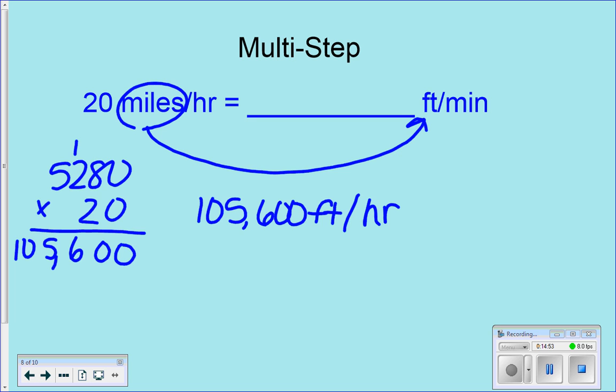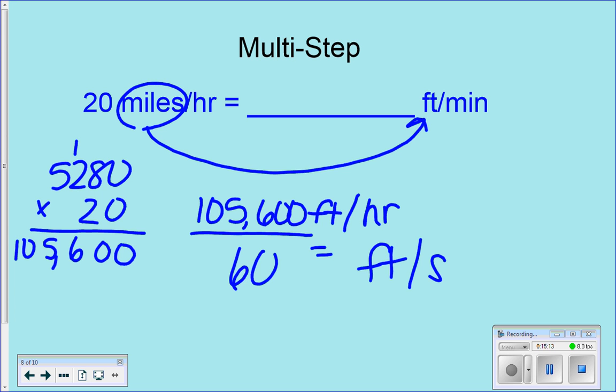But if I want to break it down to a minute, how many minutes are in an hour? So I want to figure out how far I can go in one of those minutes. So instead of multiplying by 60, what do I have to do? I have to divide by 60 to figure out how many feet I can go in a minute then.